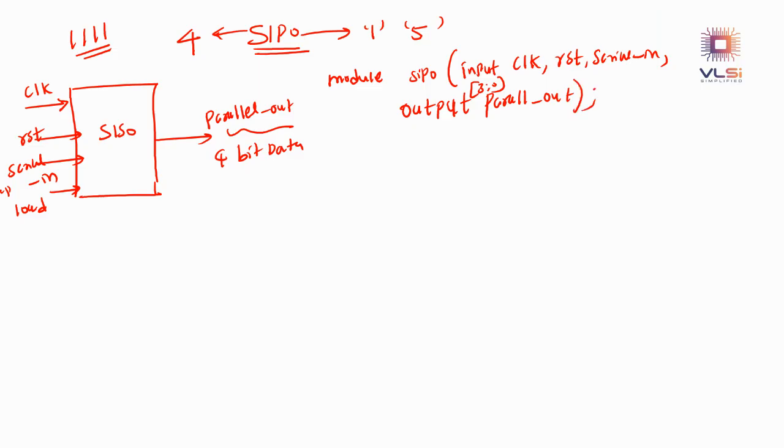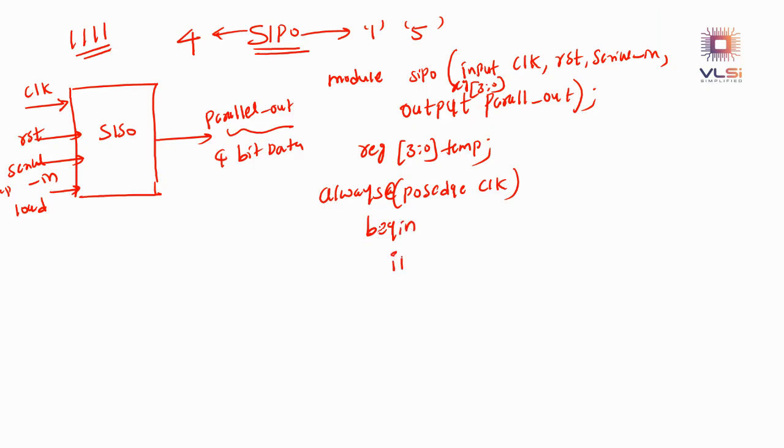You need to initialize this as reg, since output is reg. So here, reg 3 down to 0. I am initializing some temporary register, temp. Okay, always at the rate of posedge of clock, begin. If reset equal to 1, the temp value is initialized with all zeros, no? 4 tick binary 0000.